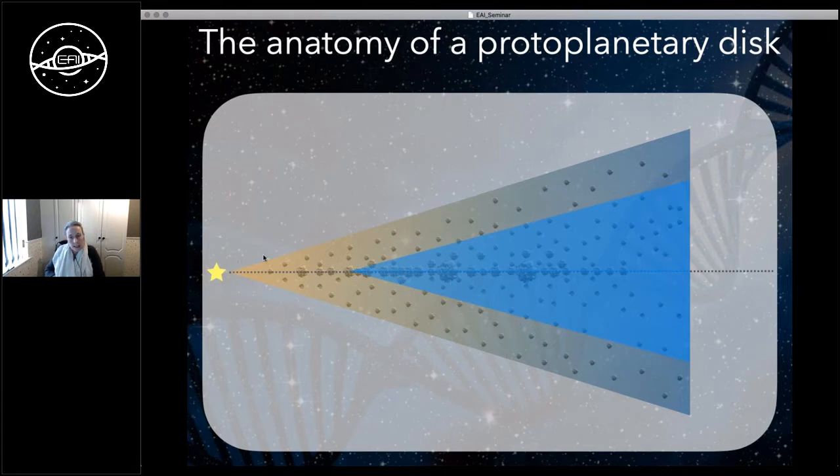We have a star in the center. We have this midplane. This is the important region if we're forming planets. This is where we have the greatest density of material. In terms of their composition, they very much mimic what we have in the interstellar medium. They're 1% dust by mass, and then volatiles in the form of gas and ice are around 99% by mass.